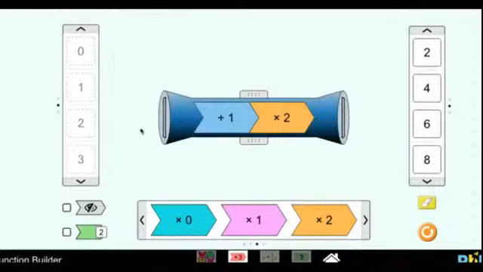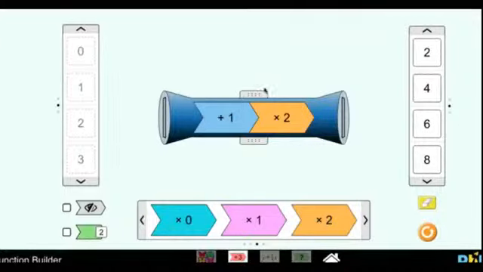So what happened here? When 0 is placed here, 1 is added. So 1 plus 0 becomes 1. And then the result is multiplied by 2. So 1 times 2 is 2. When we input 3, 3 plus 1 becomes 4. 4 times 2 becomes 8. 2 plus 1 is 3 times 2 becomes 6. And 1 plus 1 is 2 times 2 is 4.